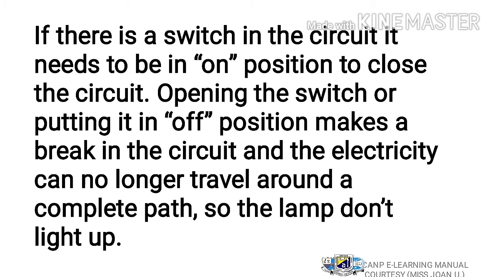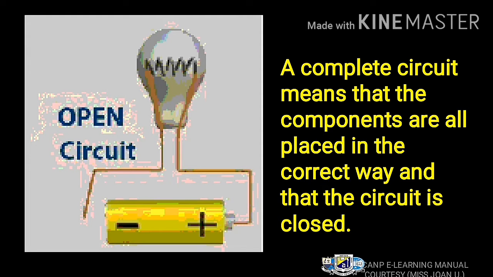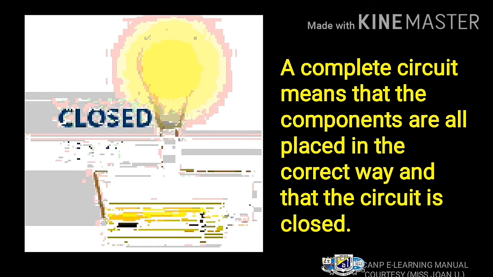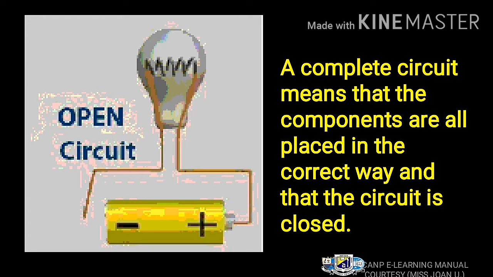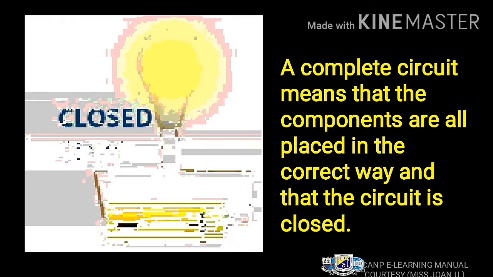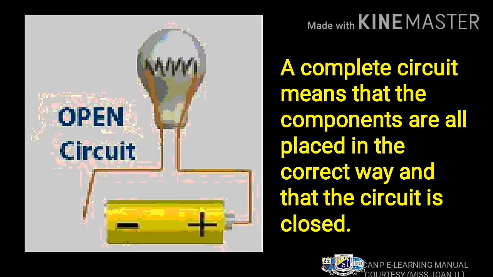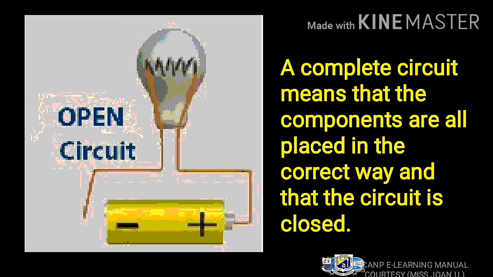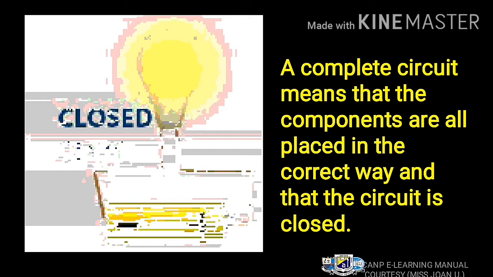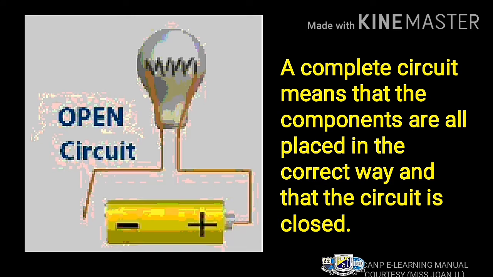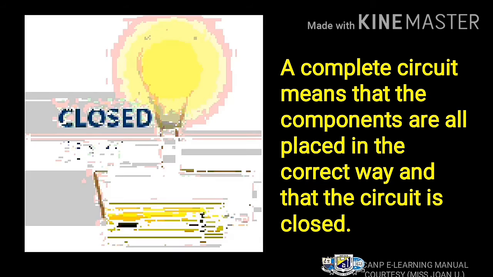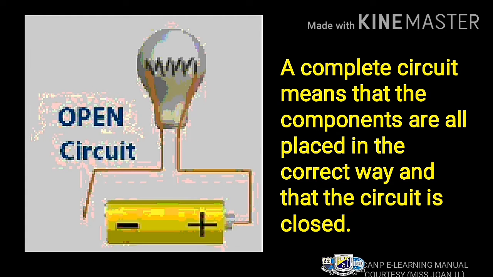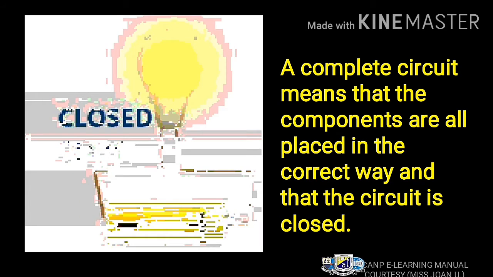A complete circuit means that the components are all placed in the correct way and that the circuit is closed. So when we say a complete circuit, we mean that electricity flows, or electrical current flows through every part of the circuit. That is, electrical current moves from the battery to the wire, through the switch, to the bulb. Okay, and then the bulb lights up. When that happens, we say it is what? Closed. Are you seeing it?